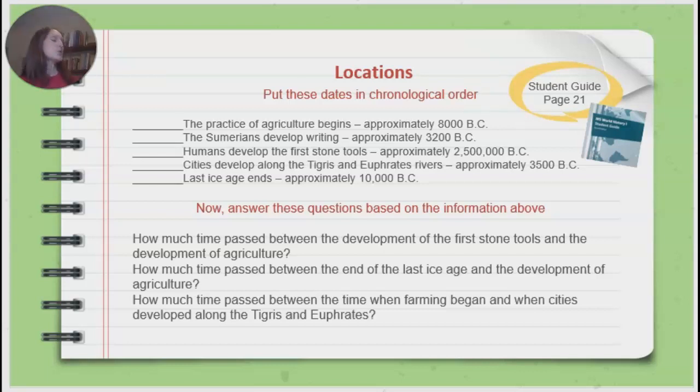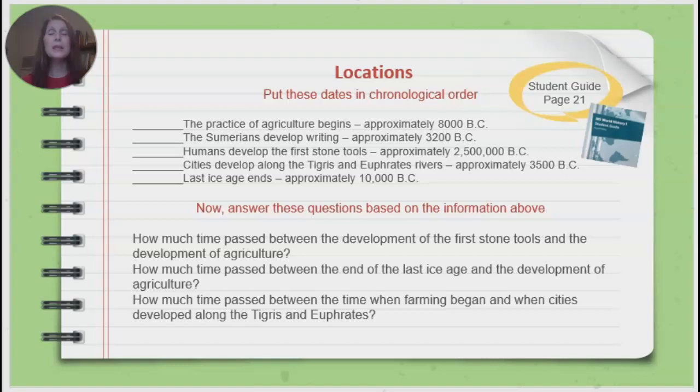If I turn to page 21 in my student guide, you're going to see there's an activity called visualizing time. And I have that here on the board. It doesn't look exactly the same, but pretty close. So we're going to put these in chronological order. And the word chronological means order from start to finish or end to start. Chronological means in order by date.